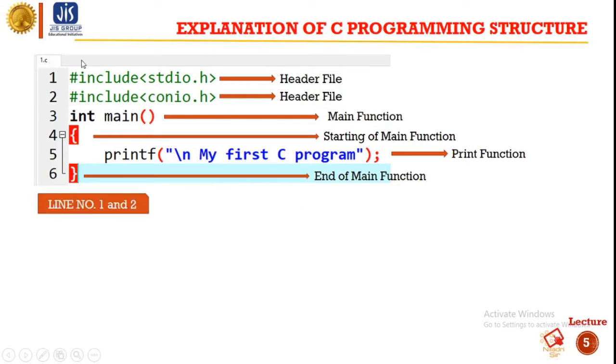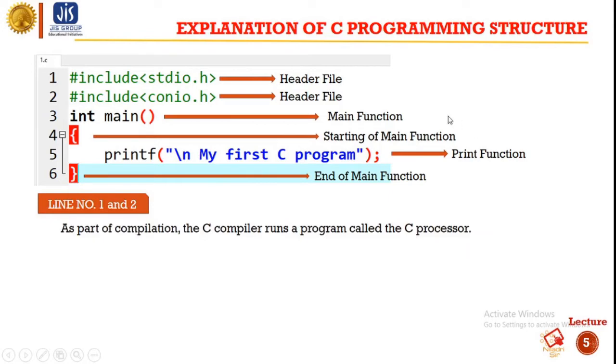So what are line 1 and line 2? As part of compilation, the C compilers run a program called the C preprocessor. So before executing any program, the C compiler runs the C preprocessor program. So what does it do? Suppose this stdio.h, this is the header file. This header file contains the printf function. So printf is a function. Before compiling the code, this printf function will be defined by the stdio.h.